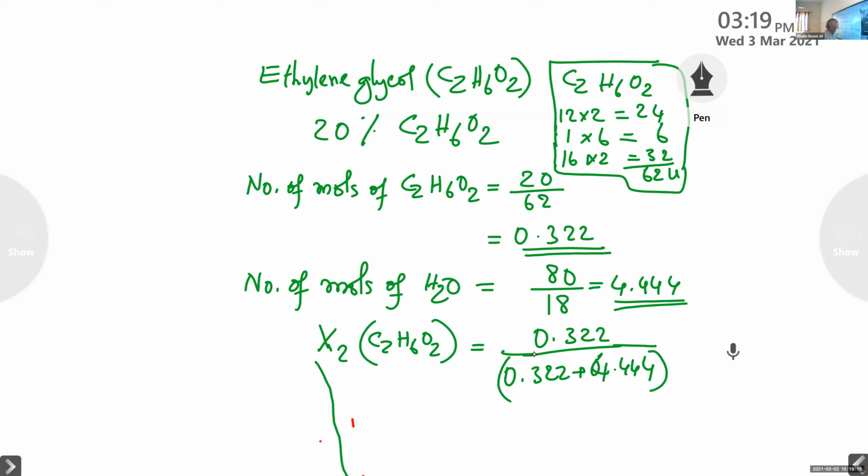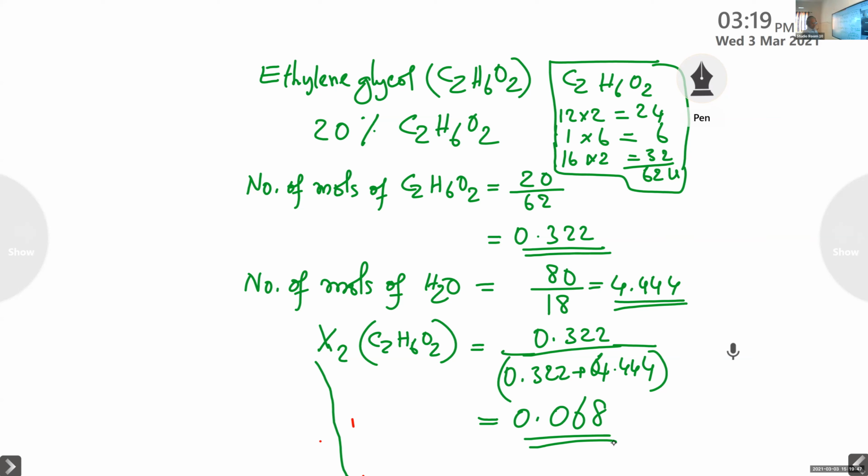And the mole fraction of ethylene glycol X2 is equal to, you simplify this. On simplification, you have to calculate and simplify. You just check it at your home after the class. The value is 0.068. That is the mole fraction of ethylene glycol X2.